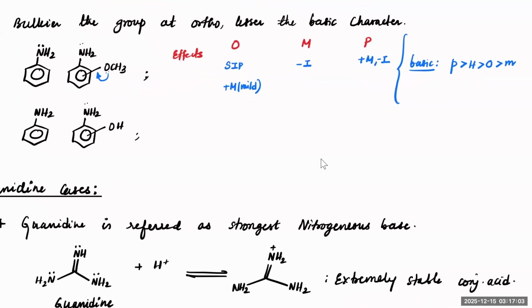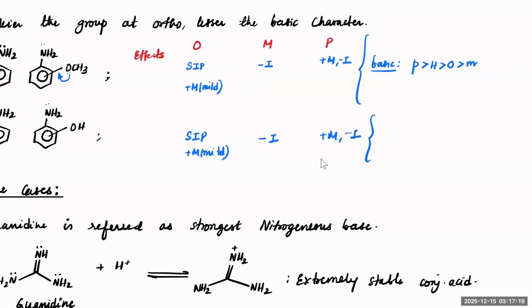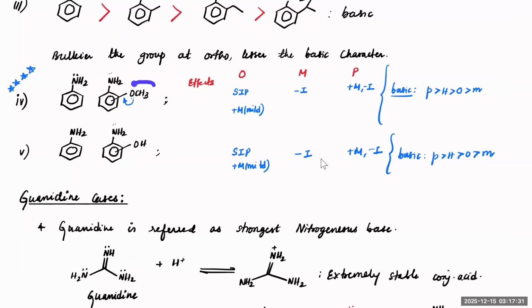The same logic applies to the next case also. Here also we have -I with mild +M, so a mild +M effect is observed. And here it has -I, here it is +M and -I. If you compare these cases, the basic character would be most for para, then hydrogen, then ortho, then meta. Only these two cases are exceptions, everybody. OCH3 and OH are the exceptions at ortho position.